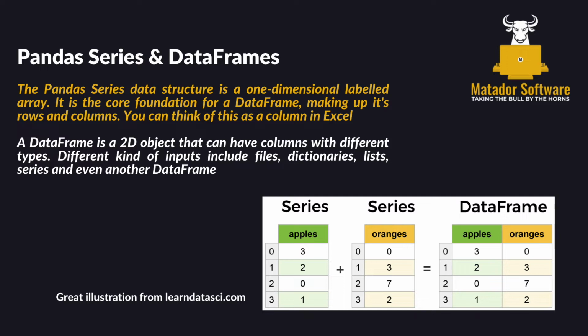So, two essential components of Pandas. The series data structure is essentially like a column in Excel. That's how you can think of it. And a data frame, we say here, is a 2D object that can have columns of different types. Again, if we want to simplify this, as you can see in this great illustration from learndatasci.com, a data frame is essentially a table. It's tabular data, and the series are the columns that make up that table. We'll look into this in our demonstration as well. And we can get inputs from files, Python dictionaries, Python lists, series, and even another data frame. So incredibly powerful.